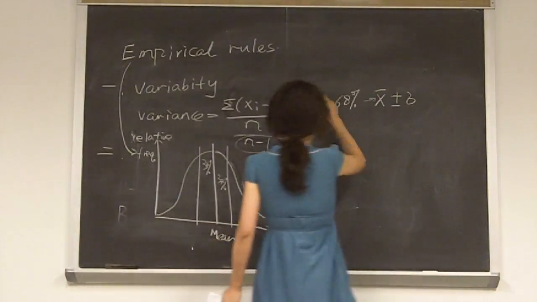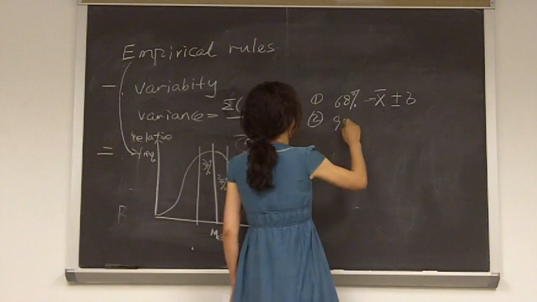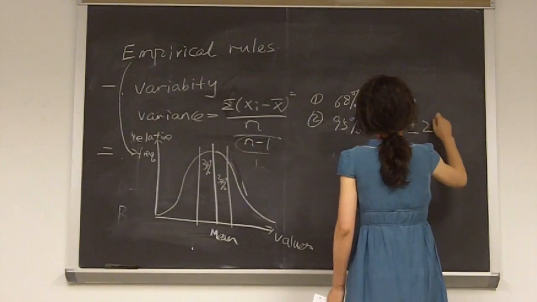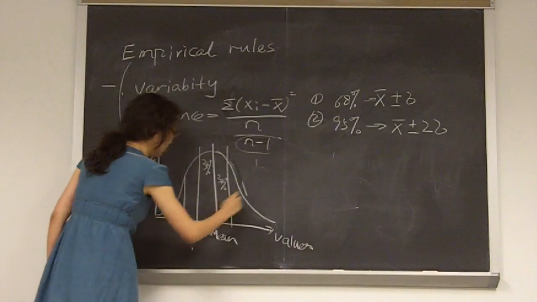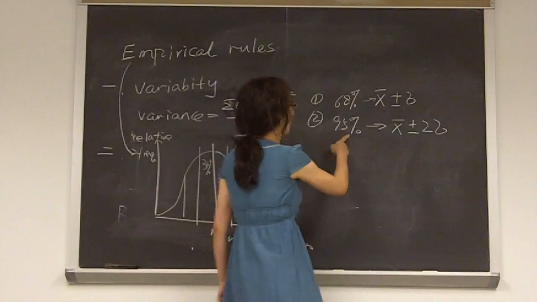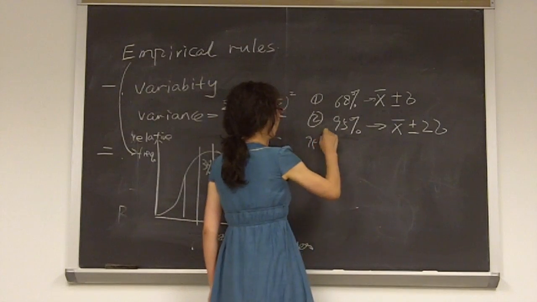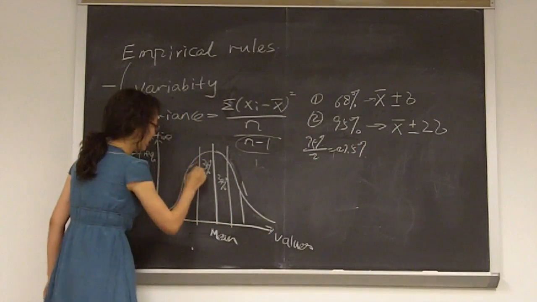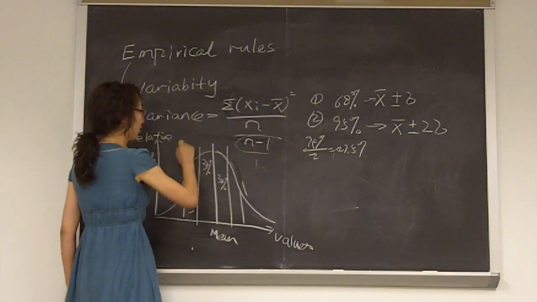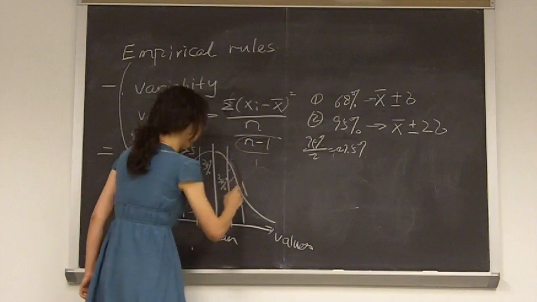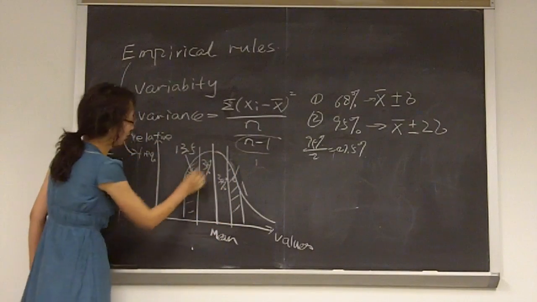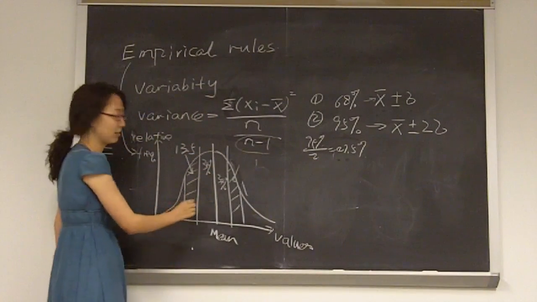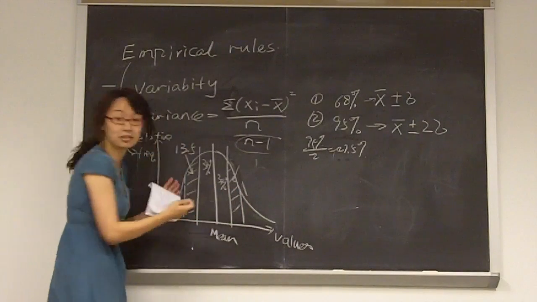68%. This is the first rule, and the second is that 95% of the measures will be distributed within 2 standard deviations. So this is 2 standard deviations. We can simply calculate that each side will be 47.5, and the area under this curve from here to here is 47.5 on this half, and the total area from here to here is 95%.